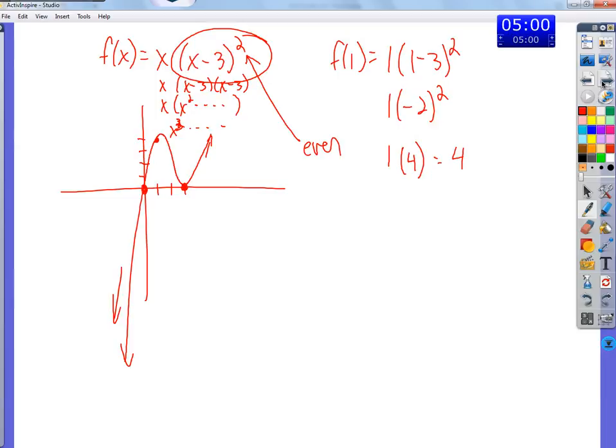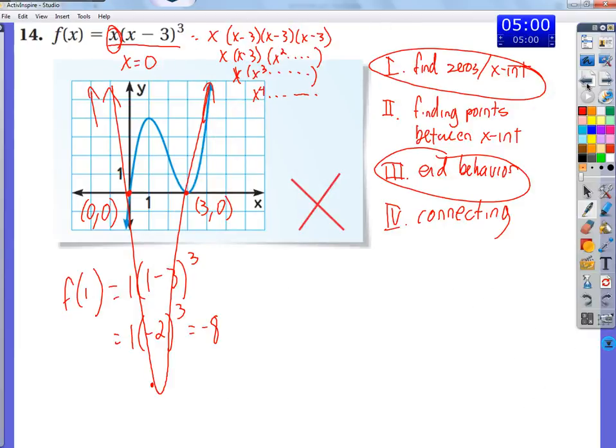So if we have an even number of repeated factors for that x-intercept, it'll only touch. Even if that's x minus 3 to the 4th, x minus 3 to the 6th, if it's even, it'll only touch. But if it's an odd power up here, it'll go through the x-axis. So that's probably what happened to this guy. He thought, well, this is a repeated factor, so it'll just touch the x-axis, but it just didn't.